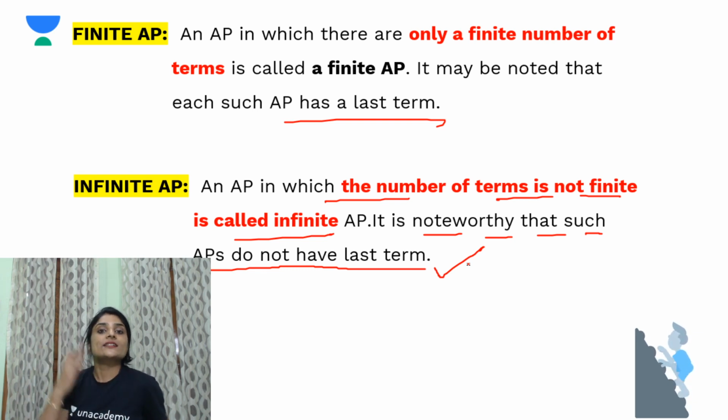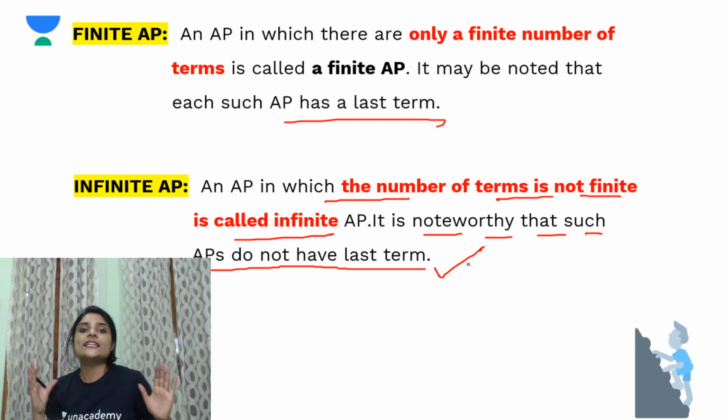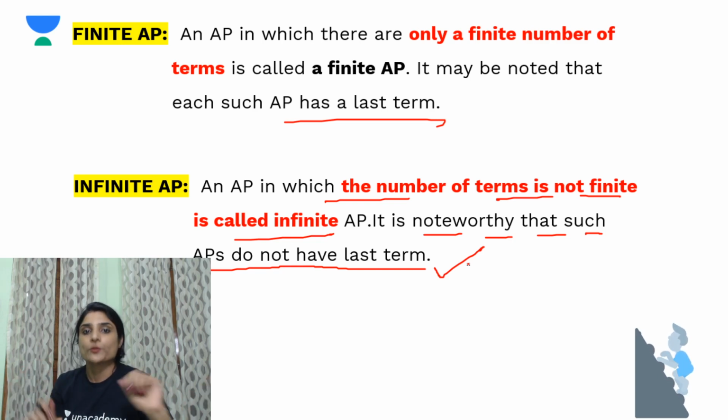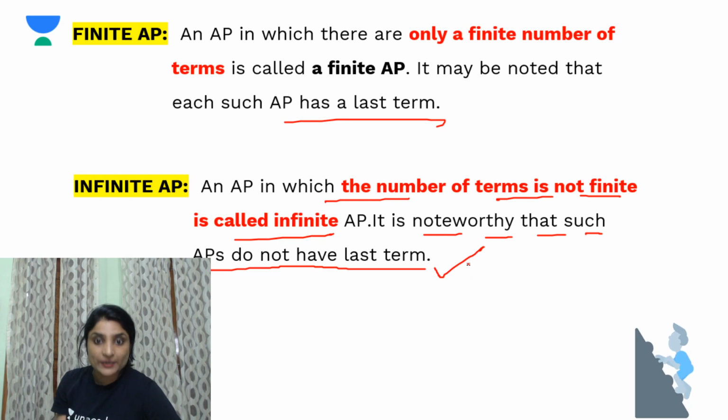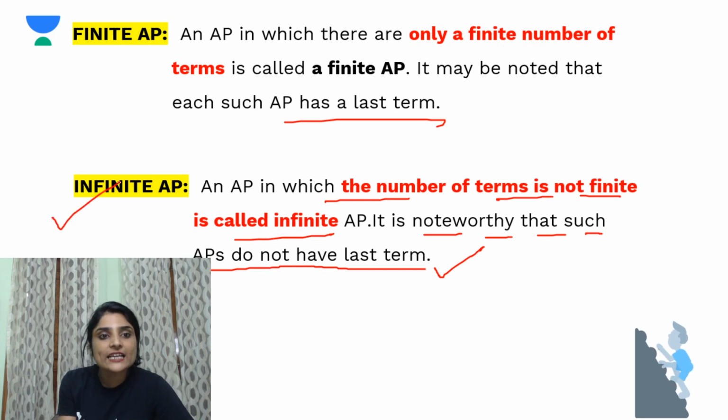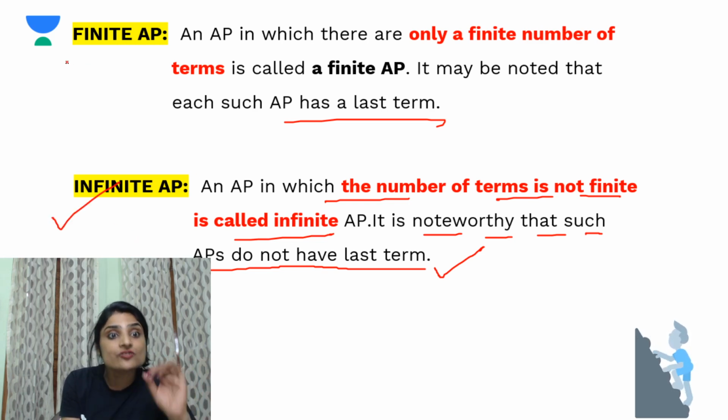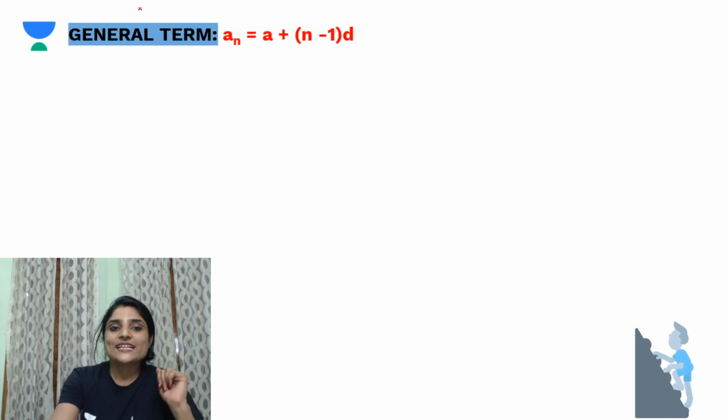The AP which has a last term is called a finite AP, because we know the number of terms. If we have the last term, we can tell the number of terms in that AP, but if we don't have the last term, we cannot tell the last term of that AP. So those APs are called infinite AP, and those APs which have the last term are called finite AP. Let's move forward.